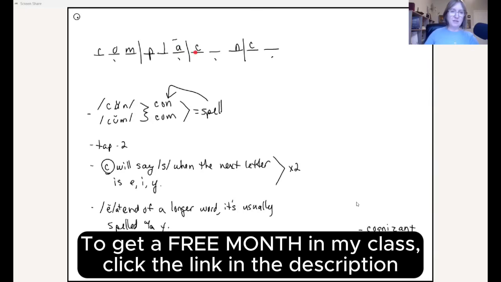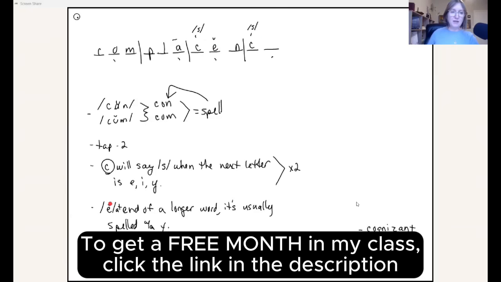There's that O. Play. Can I spell that A with just a single letter? Yes, I can because of the tap 2 rule. You always try just the most common spelling first, which is just a single A. And if it works, stop, you're done. And it works here because there's another vowel in the next 1 or 2 spots. Here's that C that's making the S sound. It's a soft sound because the next letter is an E, I, or Y. Sen. Here's another C that's making the S sound because the next letter is an E, I, or Y.